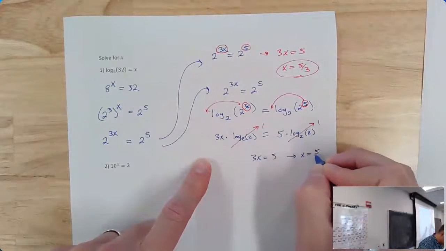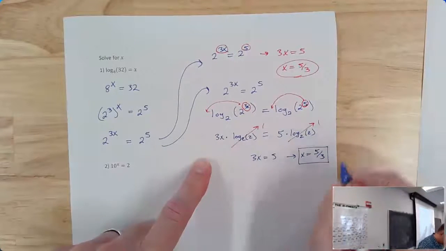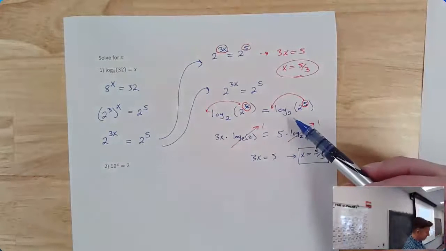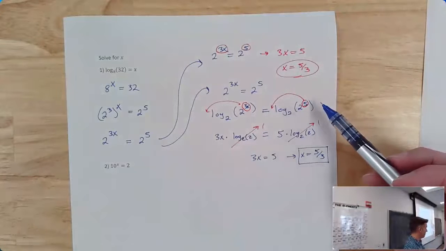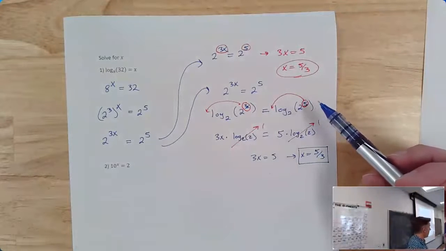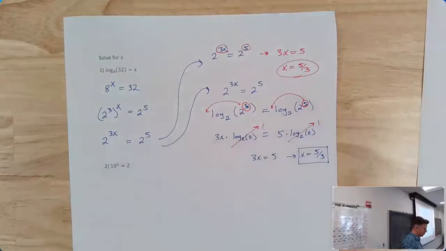But the thing that I think was most useful about this example was what I said right here, where we asked, what's log base 2 of 2 to the fifth? Oh, it's just 5, because you're asking 2 to what power equals 2 to the fifth. And this is generally true. If you have log base b of b to a power, the answer is just that power.